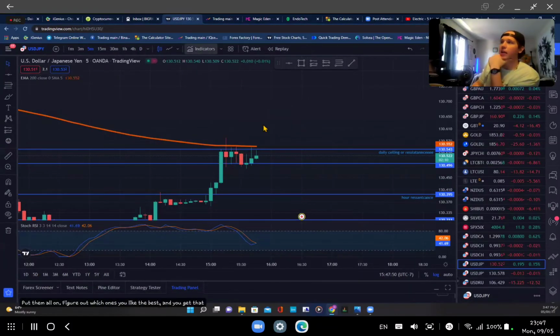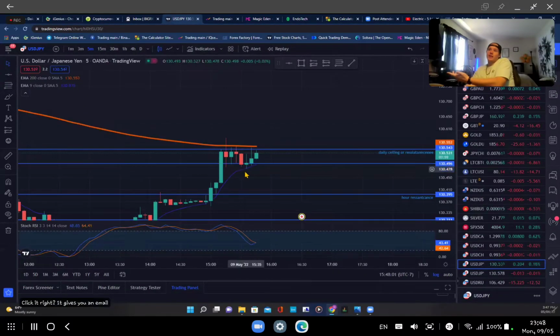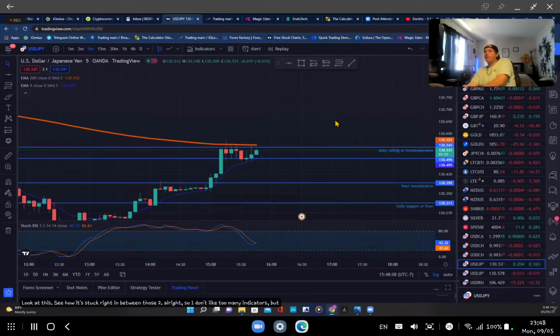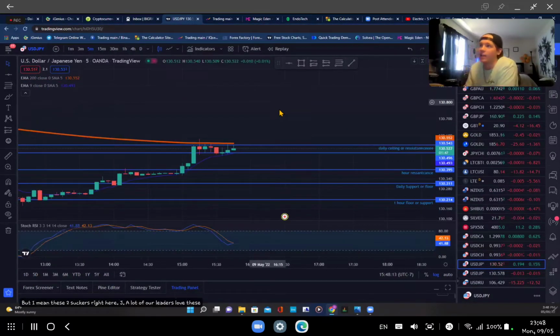And you get those by going to indicators, typing in moving average exponential. I like that one because you can change it to whatever you want. You click it, right? It gives you an EMA. Now the EMA 9's on there. Look at this. See how it's stuck right in between those two? I don't like too many indicators, but these two, a lot of our leaders love the EMA 9, the EMA 20.